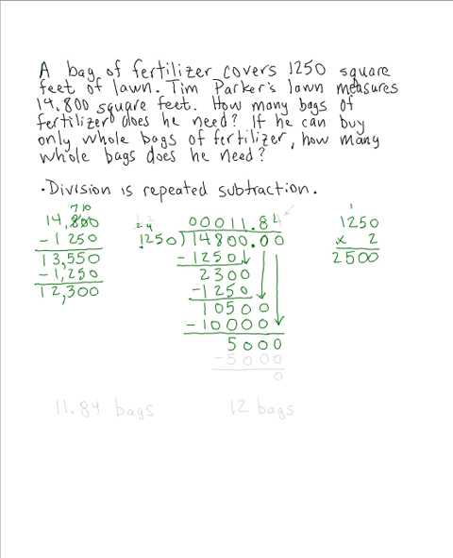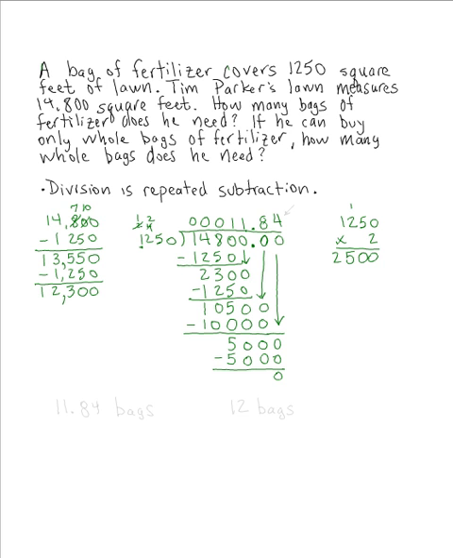4 times 1250. 4 times 0 is 0. 4 times 5 is 20. I'll write a 0 and carry a 2. 4 times 2 is 8, plus the carried 2 is 10. So I'll write a 0 and carry a 1. 4 times 1 is 4, plus the carried 1 is 5. Look at that, exactly 5,000. We can subtract, and finally we have a remainder of 0.